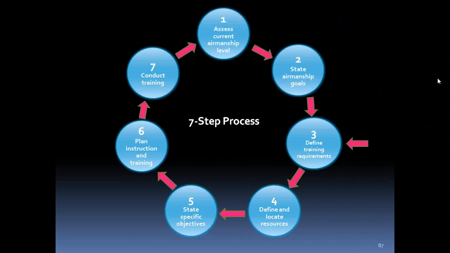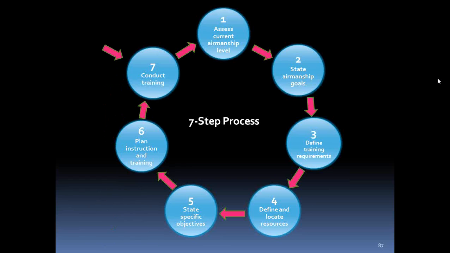So that's the 7-step process. Then after he's got his goals, in the Redefining Airmanship series, we go into this process in great detail. I'm not going to do that here in this one. I'm just going to tell you what the other steps are. Define training requirements is next. You need the airplane, you need an instructor, whatever. Define and locate the resources. Where do I get those things? Then you're going to state specific objectives for each flight. Then you're going to plan the instruction, the lesson plan, and all the other ground training that's going to go around it. You want to have a plan written down.